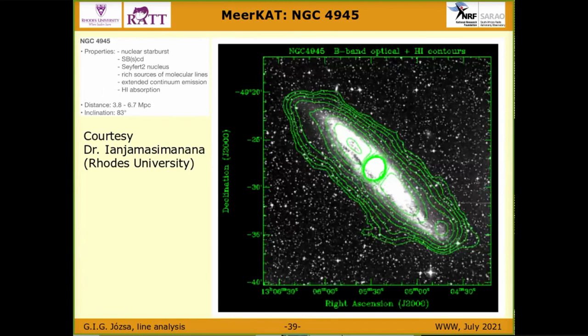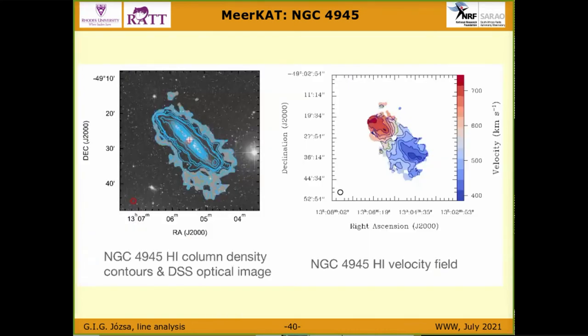Of course, you can do the classical stuff. In a sense, this is a starburst galaxy, in which my colleague Dr. Janja Mazin-Manana is showing that there is a lot of gas probably outflowing from this galaxy, using this velocity field. You can see it to the right. It's irregular to the bottom right, showing that there is some likely outflowing gas from this galaxy produced by the starburst.